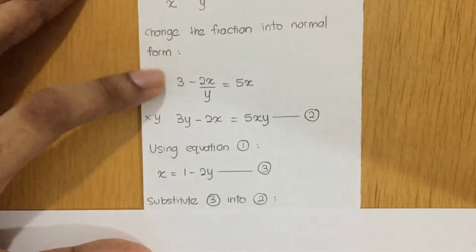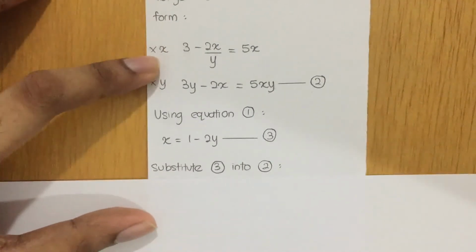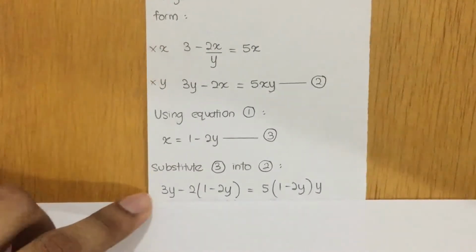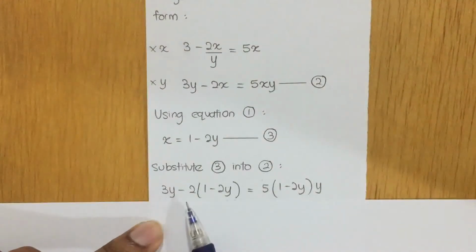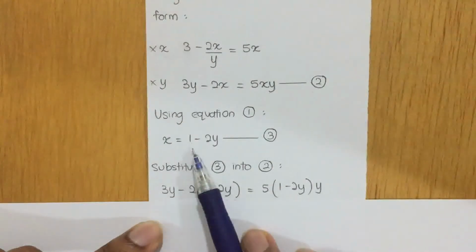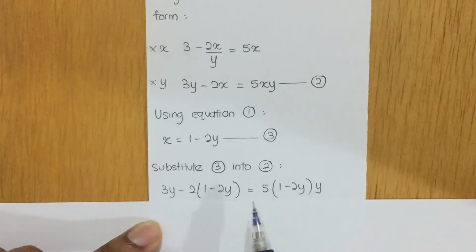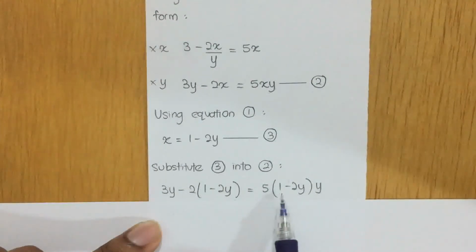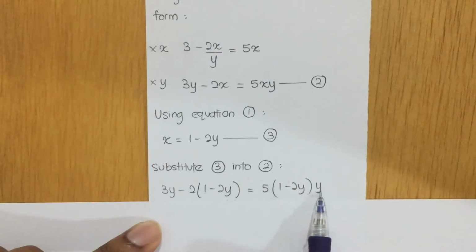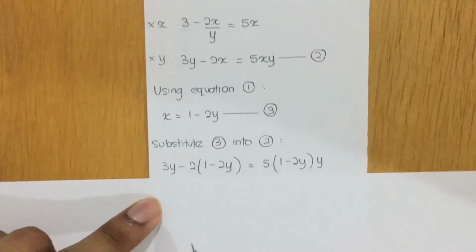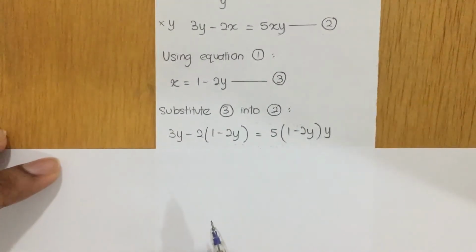Substitute equation 3 into 2. Okay, let us continue. So 3y minus 2, since your x is now equal to 1 minus 2y, so negative 2 times 1 minus 2y equals 5 in a bracket, 1 minus 2y, times y. Okay, let us proceed to the next step.